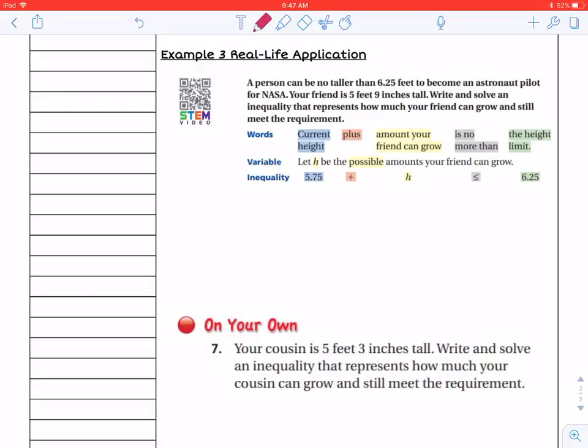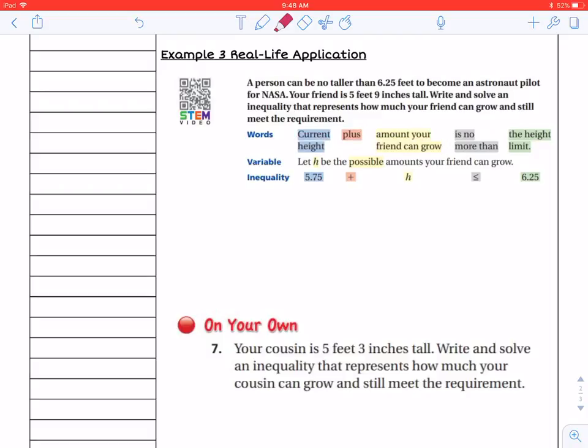So in this example, the words that we're given is we have the current height of our friend. And then we're going to be needing to find out what can we add, how much can this person grow before they reach the limit. So we're going to take their current height, we're going to add the amount that they can grow, so that's h. But we don't know how much they're actually going to grow. We don't know if it's going to be 1 inch, 2 inches, a whole foot. And so that's why we represent it with the letter h.